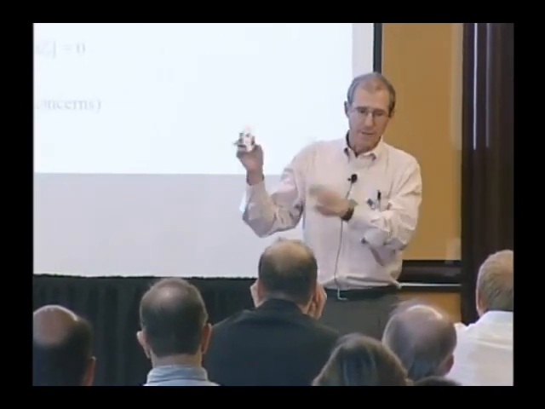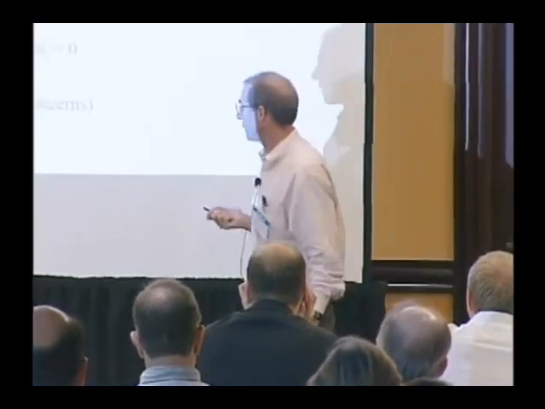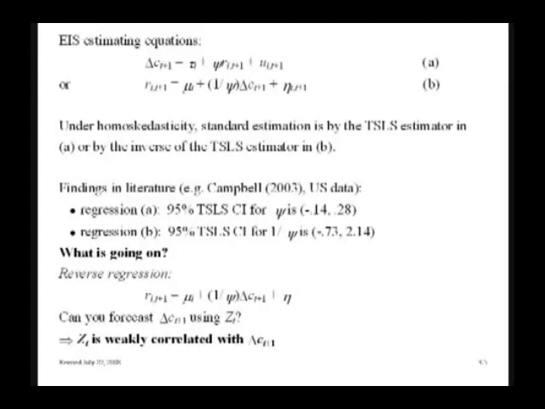And of course, 1 over psi hat by the delta method is going to be consistent for 1 over psi, and then they're going to have variance. These things should be the same. You should get the same answer, and you get extremely different answers. So if you run the first regression, A up there, of consumption on the interest rate, you get estimates for psi between negative 0.14 and 0.28, and the other one gives estimates of 1 over psi from negative 0.73 to 2.14. So this is completely internally inconsistent. It makes no sense. Okay?